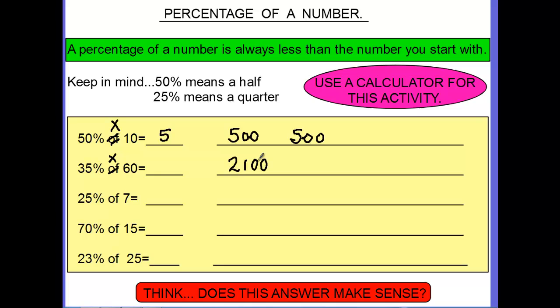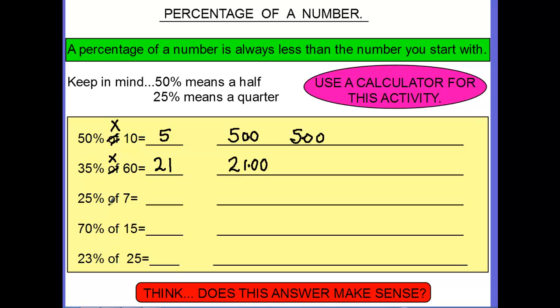No way. Jump over here, 21. Does that make sense? Well, let's try this one, 2.1. That's no good. 2.1 is too small. Remember, it's 35% of 60. So let's go back here and find out if that makes sense. Yep, that must be 21. So we put down here the answer of 21. Okay, next one. 25% of 7.